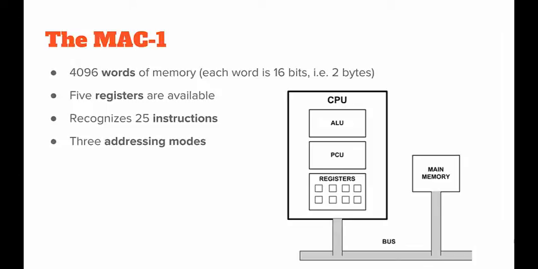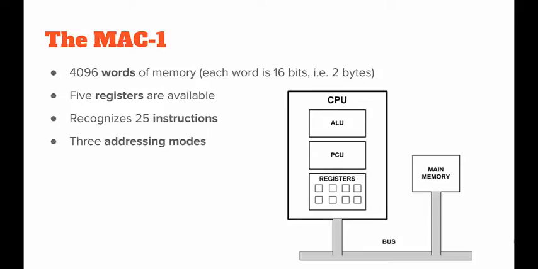Our main memory will have 4096 words of memory. Word is an architecture term which has differing meanings depending on the machine, but for us, each word will be 16 bits or 2 bytes. The equivalent Java data type for this size of word is short. We will also have 5 registers available.